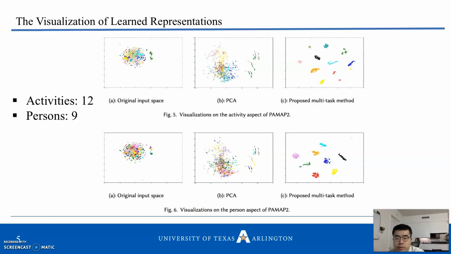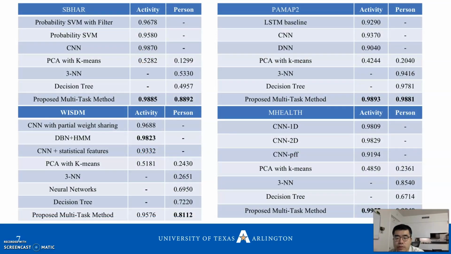We visualize the representation vectors in the two representation spaces. The first row is the activity representation space, and the second row is the person representation space. As we can see that each type is grouped into its own cluster in each representation space. We compare the results from our model with the results from other published works. As we can see, the proposed multitask method achieved competitive performance on both tasks compared with the supervised single-task approaches in most situations.